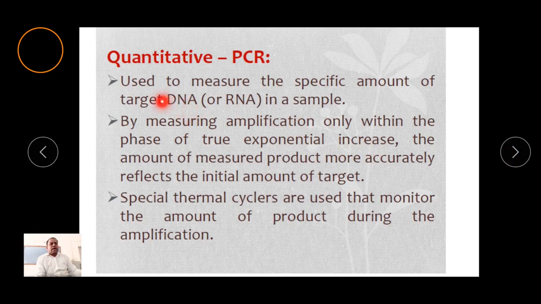Quantitative PCR is used to measure the specific amount of target DNA in the sample by measuring the amplification only within the phase of true exponential increase. The amount of measured product more accurately reflects the initial amount of target. So whatever DNA you are taking at the start, its amount can also be detected by this PCR. It is called a quantitative PCR. Here special thermocyclers are used that monitor the amount of PCR product during the amplification.